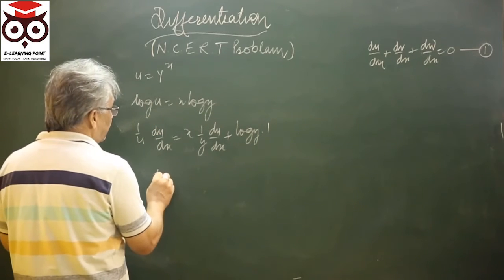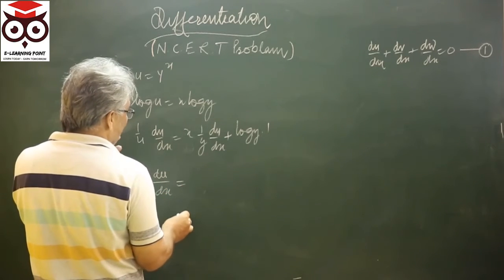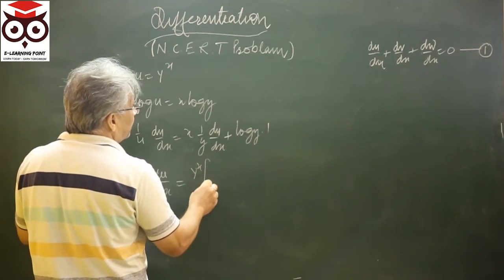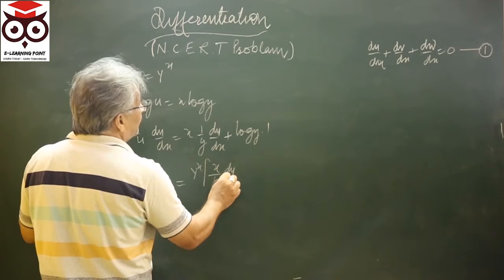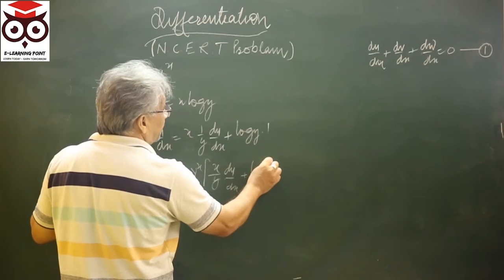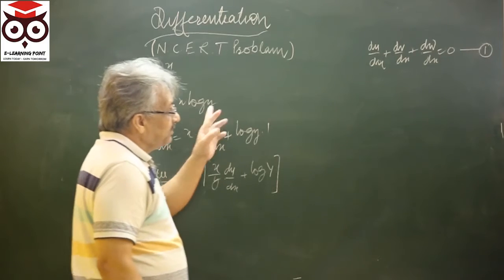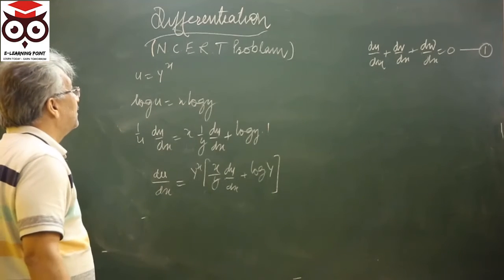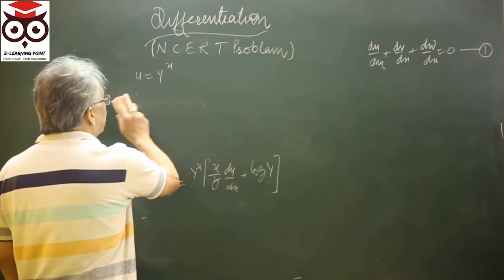right? So this can be written down as du by dx, and here is y to the power x, x upon y dy by dx plus log y, right? So this value you will put here. This question will definitely become lengthy but not so typical, right? तो ये वैल्यू आपकी निकल गई.